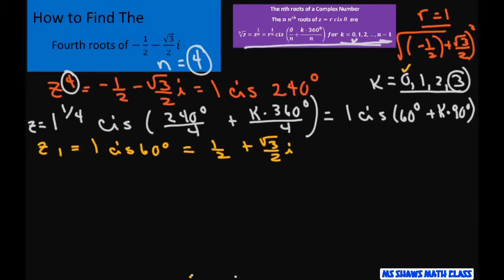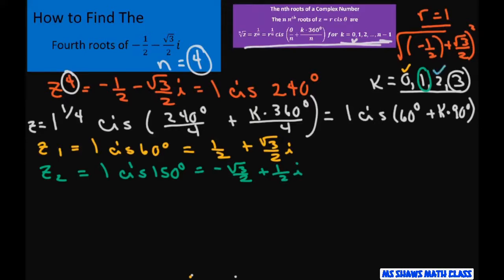All right, for k equals 1, we get our second one. So c sub 2 is 1 cis of 150, and cosine of 150 is negative square root of 3 divided by 2, and sine of 150 is 1/2. Then the i goes with the sine.